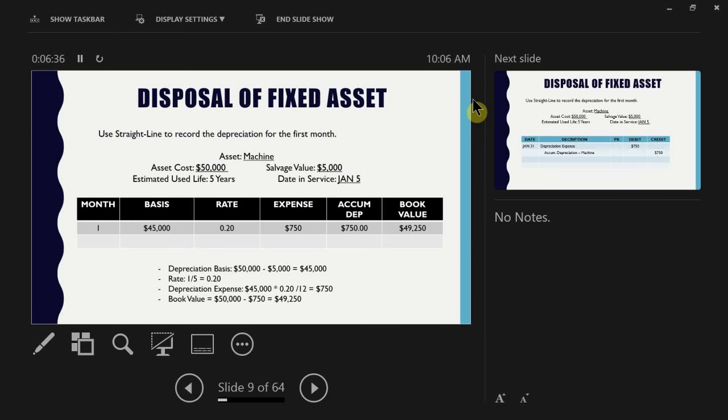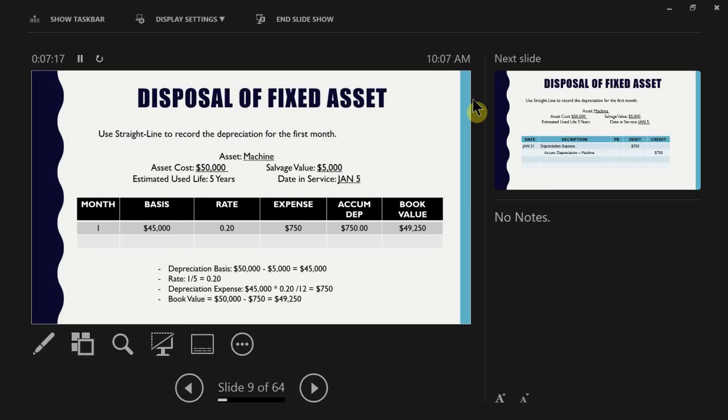So in this case, my basis is going to be asset cost minus salvage value, which gives me $45,000. The rate is 1 over its estimated useful life, because it's straight line. 1 over 5 gives me 20%. And then for that month, I need to figure out that exact number. So I'm going to take my basis times my rate and divide it by the total number of months, which is 12, to give me a depreciation expense of $750.